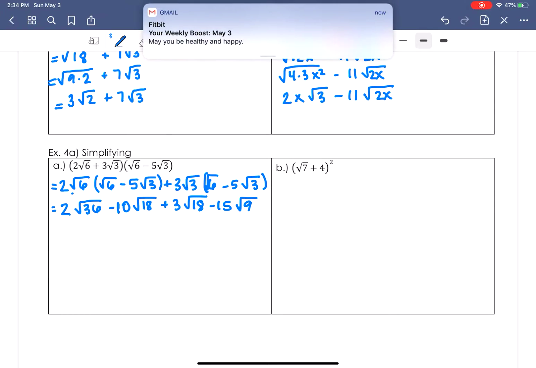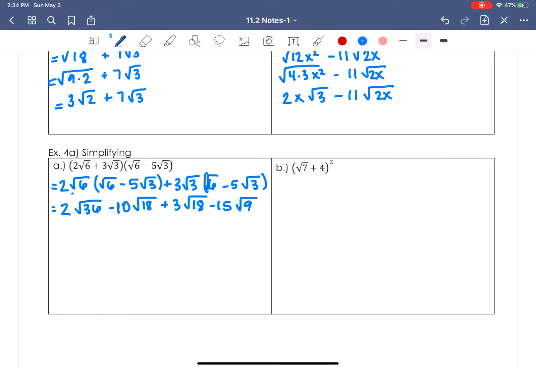So if I just start to simplify, I get 2 times radical 36, which is 6. So I'm going to write this 2 times 6. I'm going to go ahead and combine these two terms because they both have a radical 18. So that's going to be negative 10 plus 3, which is a negative 7, and radical 18. And then minus 15, and radical 9 is 3.